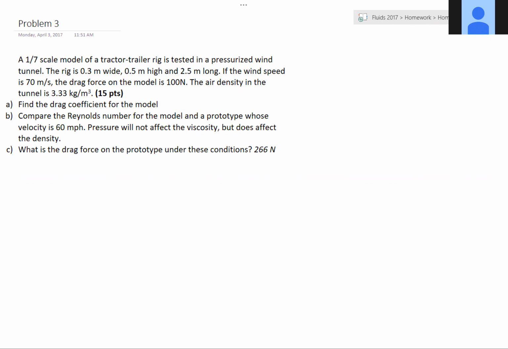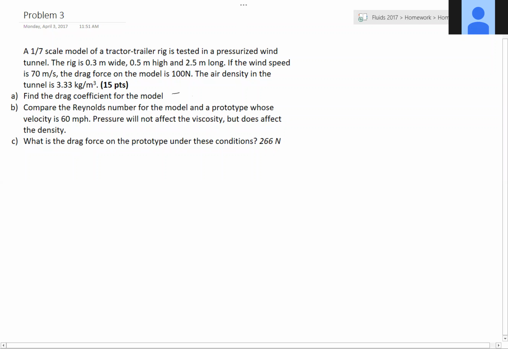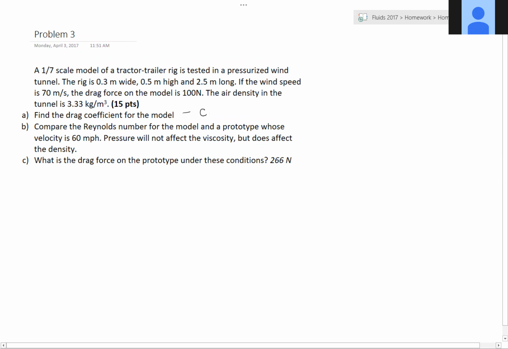Because remember, what is the drag coefficient? We just figured that out in another problem. So that's that C sub D, okay? Then the second thing is it compares the Reynolds number for the model and a prototype whose velocity is 60 miles per hour. So basically, what you're looking for is, what is this ratio?